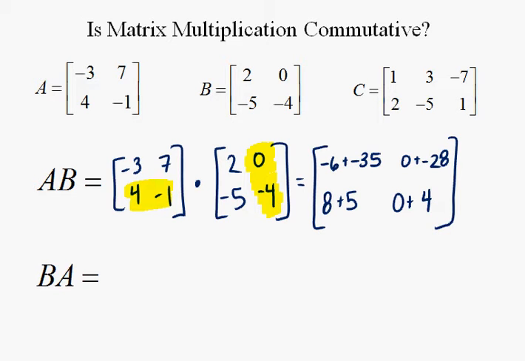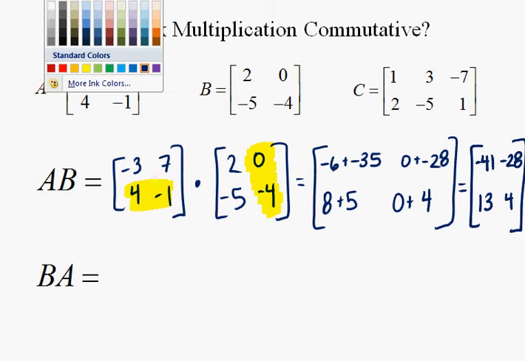So to get my result, I just need to simplify each entry. -6 plus -35 is -41. 0 plus -28 is -28. 8 plus 5 is 13, and 0 plus 4 is 4.